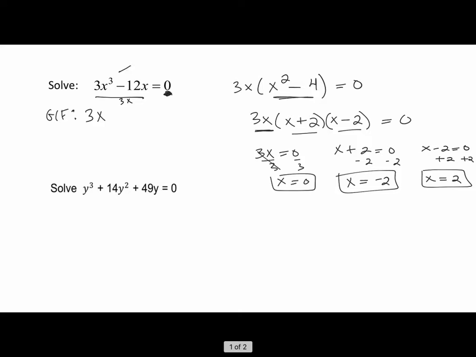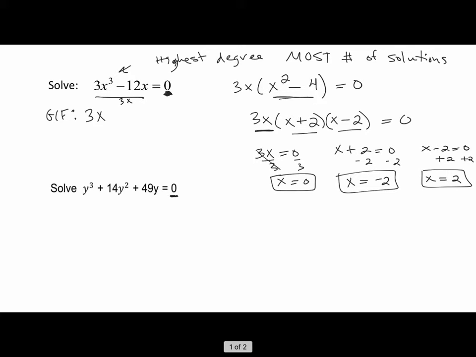So remember, the highest degree of the equation is the most number of solutions. It doesn't guarantee there'll be 3 solutions in this case, but there can be up to 3.